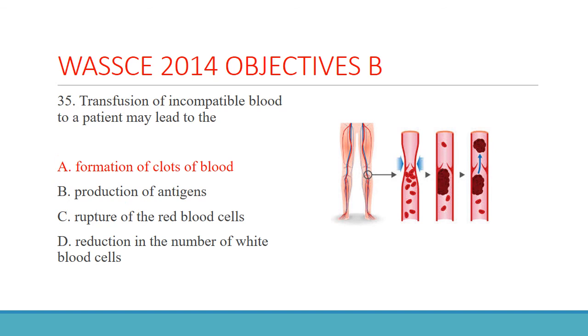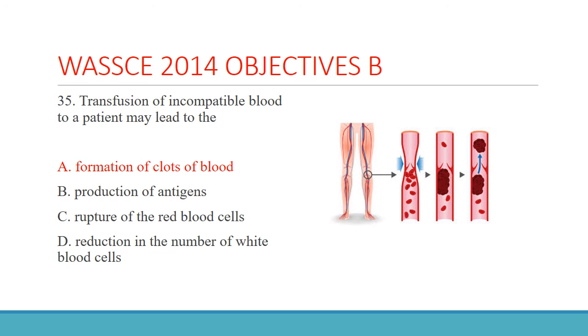Question 35. Transfusion of incompatible blood to a patient may lead to formation of blood clots. In other words, if you are doing blood transfusion, in which you are donating blood to someone who is in need of blood, and you don't check their blood group, and then it is incompatible, meaning they don't match, you are going to form blood clots, and it's very dangerous.